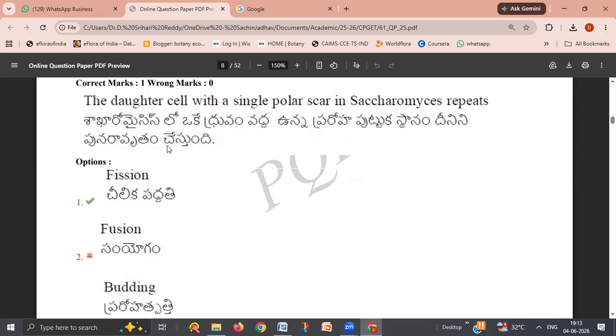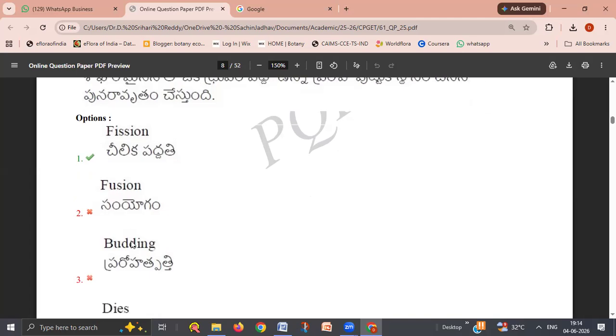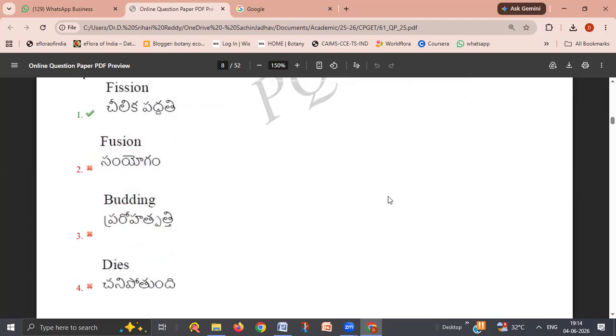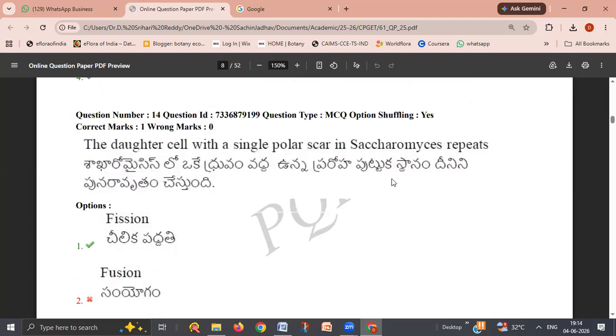So here the question is, the daughter cell with a single polar scar in Saccharomyces repeats. That means it undergoes the next division. Which kind of division does it undergo? Fission, fusion, budding, and it dies. They don't die. Okay, so one after another they undergo divisions.